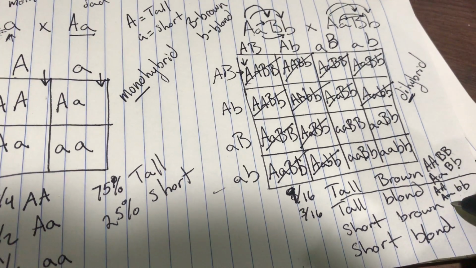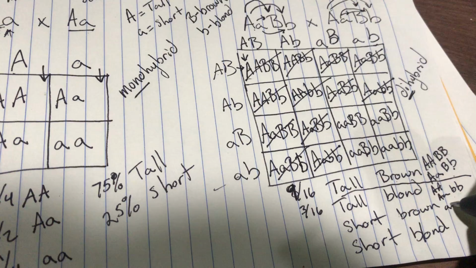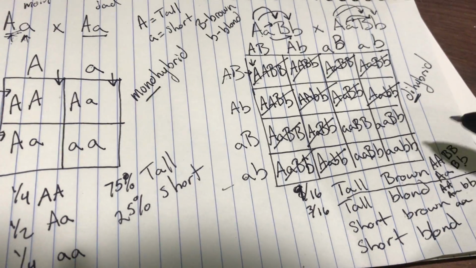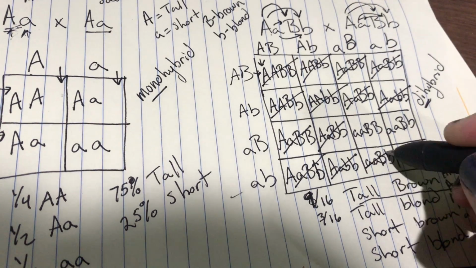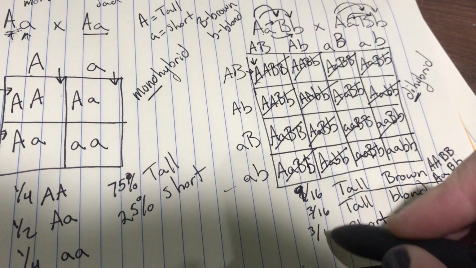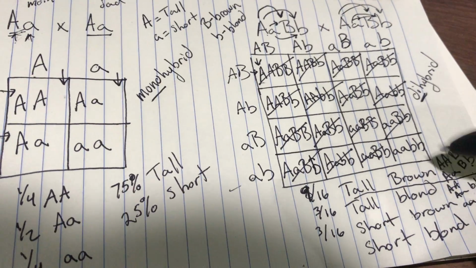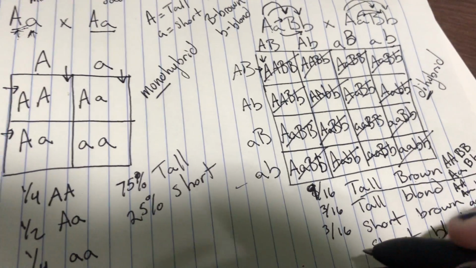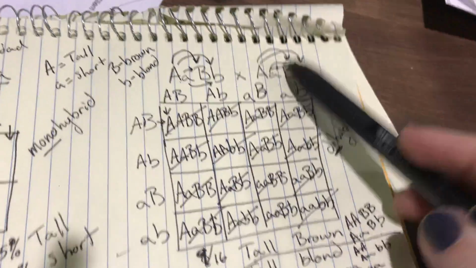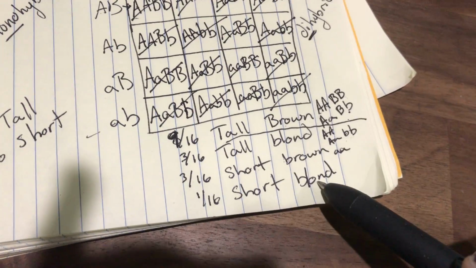So short brown is going to be lowercase homozygous recessive for the A trait. So we have 1, 2, 3 of those, so 3 out of 16. And our short blonde, we only have 1. So there's a 1/16th chance that these parents with these traits will have a short blonde child.